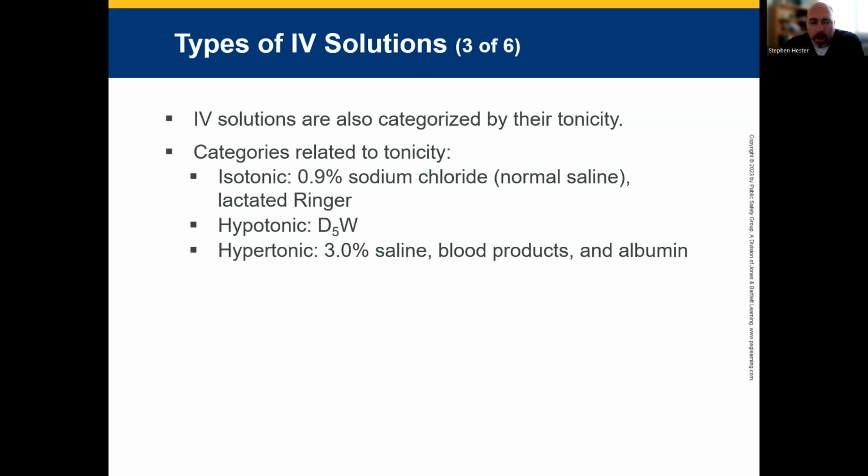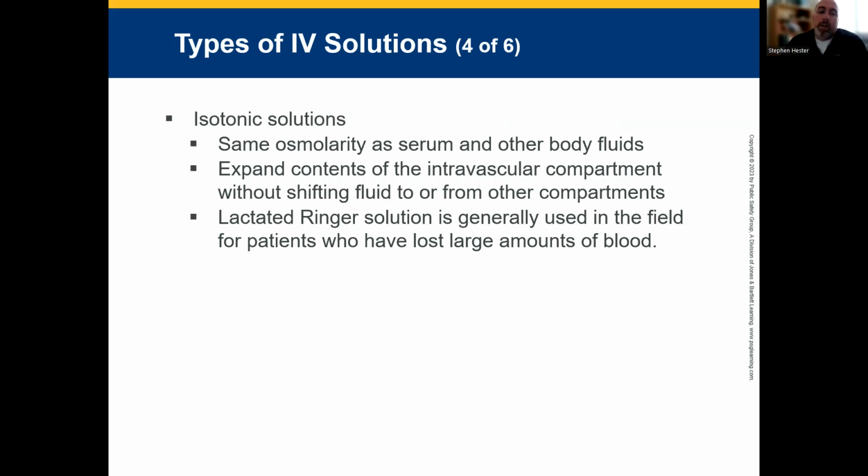There are three different categories here: isotonic, 0.9 sodium chloride, which is noted as normal saline, and LR; hypertonic, D5W and 3% saline; and blood polymers and albumin. Isotonic solutions have the same osmolarity as serum and other body fluid. They expand the contents of the intravascular compartment without shifting fluid to or from other compartments. So the fluid remains in the vascular compartment. Be careful with fluid overload.